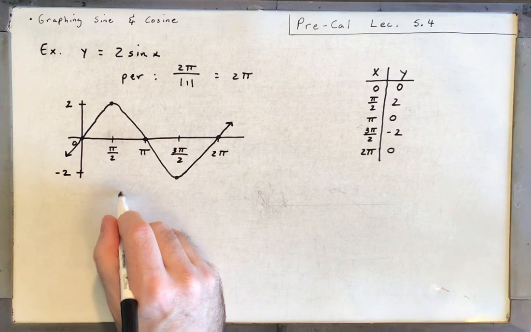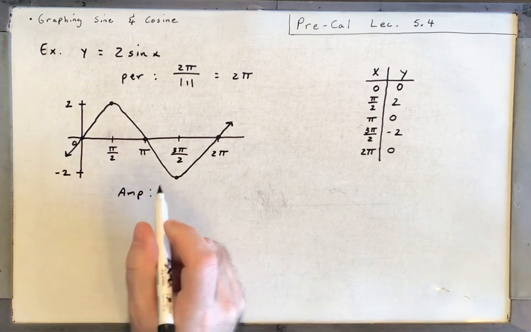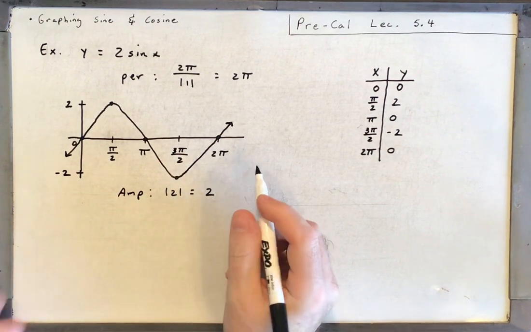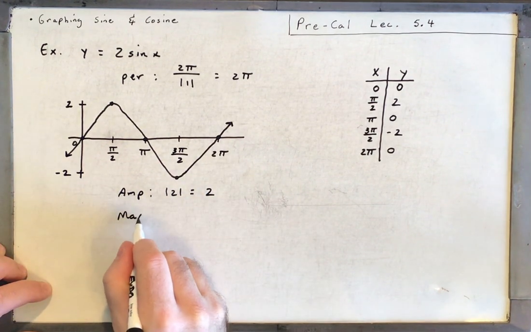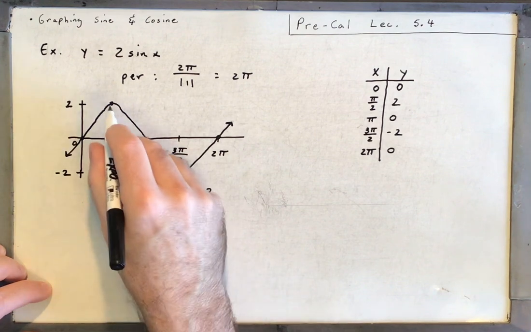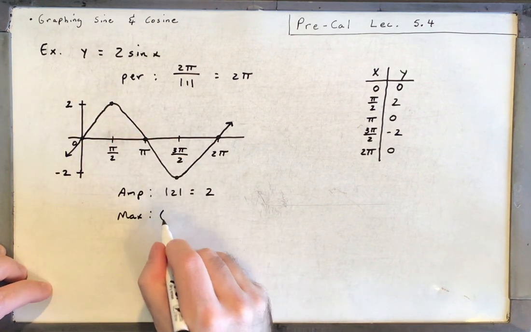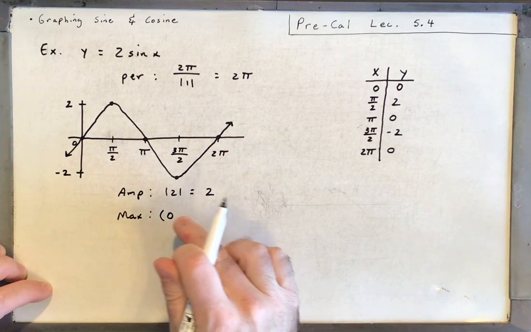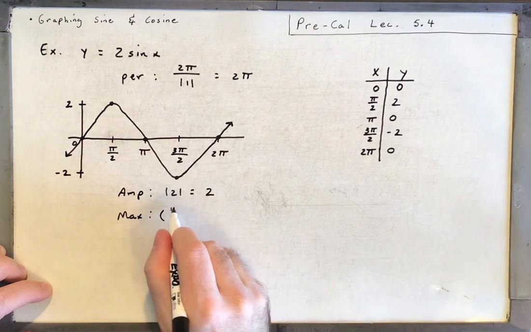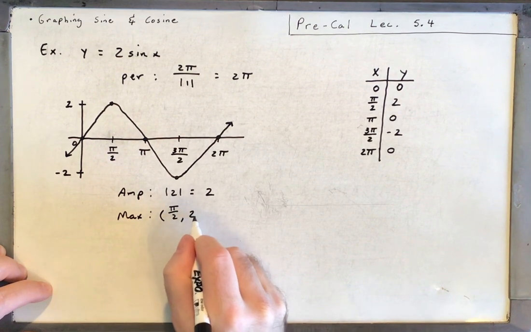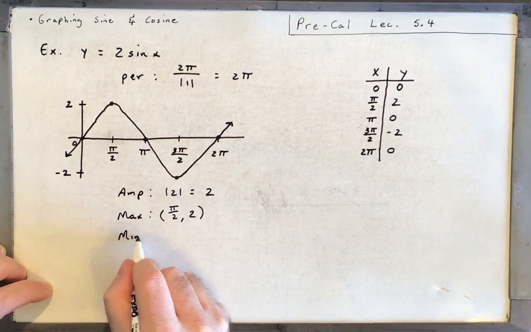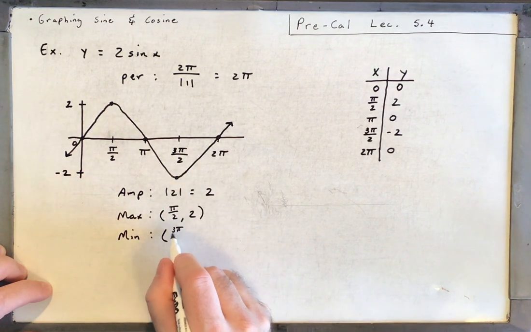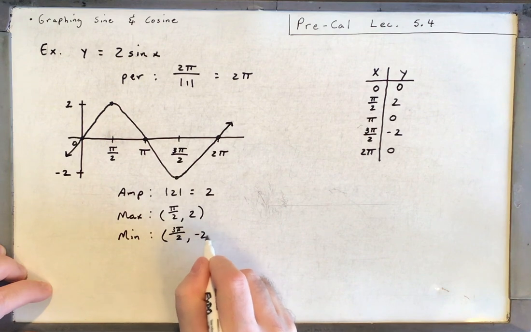So the amplitude, the absolute value of 2, which is 2. We have a max. All right, the max is 2. The y value is 2. That occurs at 0, or excuse me, that occurs at pi over 2. The x value is pi over 2. Our min occurs at 3 pi over 2, and that is negative 2.